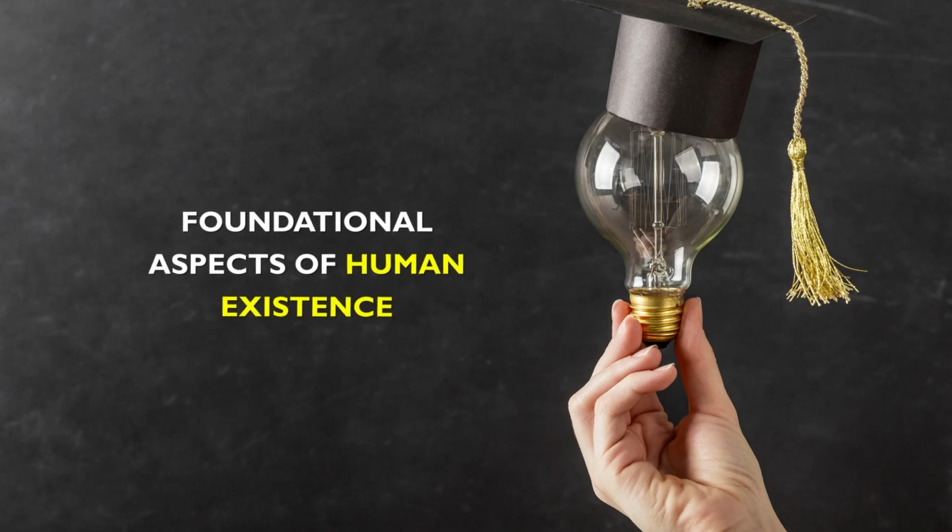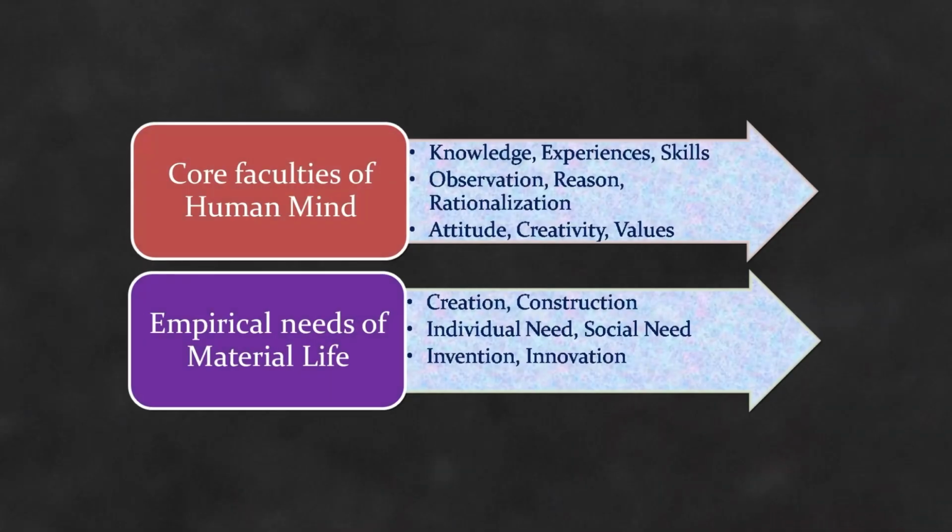So here, just to discuss the foundational aspects of human existence. Friends, if we talk about human existence, you will find that two types of foundational aspects are required. One is the core faculties of the human mind, and the other is the empirical needs of material life. So try to understand here. One is the core faculties of the human mind. That means for our existence, we are experiencing many things. We are acquiring knowledge, we are observing many phenomena, many facts which are happening in our environment.